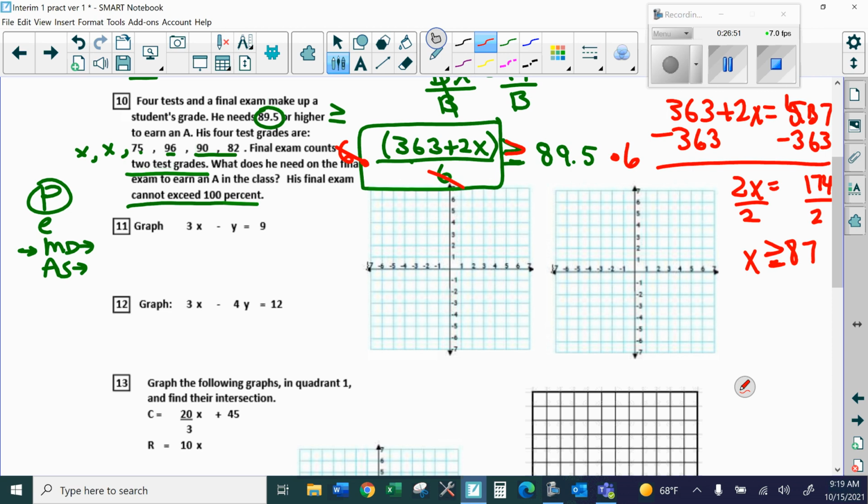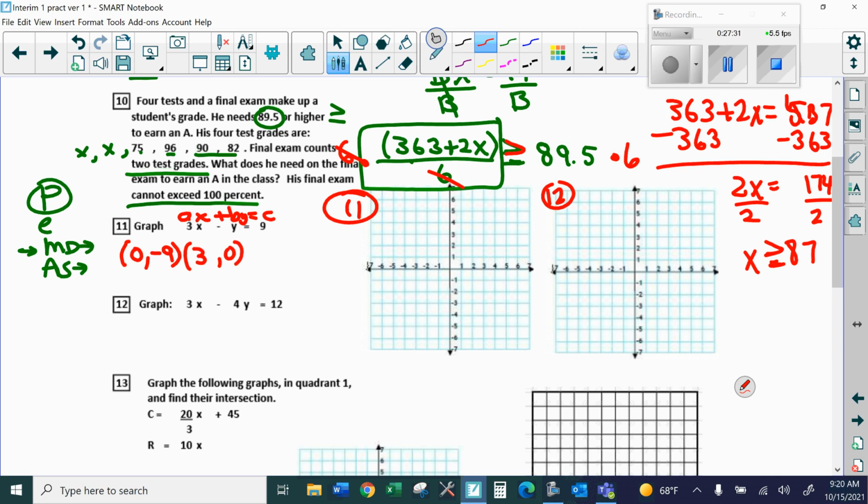Okay, number 11. You can do this one as 11 and this one is 12. We graphed these earlier in the year. Remember, this is called standard form. Ax plus By equals C is standard form. A, B, and C are all integers, and A has to be greater than 0. In standard form, the two easiest points to plot are the x and y intercepts. So if I make x equal to 0, y equals -9. If I make y equal 0, x equals 3.